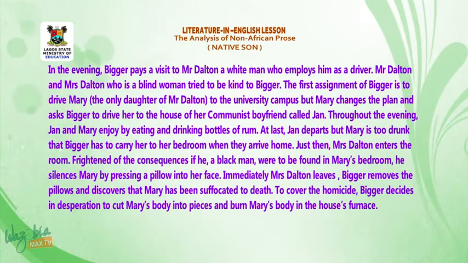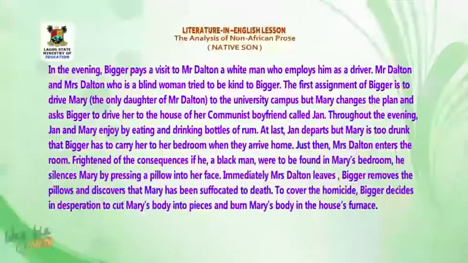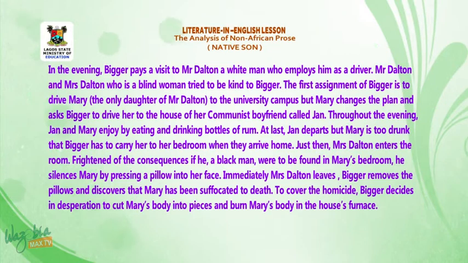But Mary changes the plan and asks Bigger to drive her to the house of her communist boyfriend called Jan. Throughout the evening, Jan and Mary enjoy eating and drinking bottles of rum. At last, Jan departs, but Mary is too drunk, so Bigger has to carry her to her bedroom when they arrive home. Just then, Mrs. Dutton enters the room, and frightened of the consequences if he, a black man, were to be found in Mary's bedroom, he silences Mary by pressing a pillow into her face. Immediately, Mrs. Dutton leaves. Bigger removes the pillow and discovers that Mary has been suffocated to death.